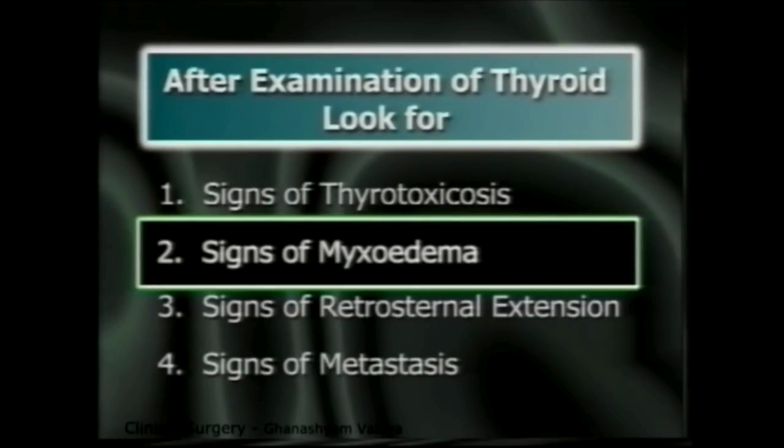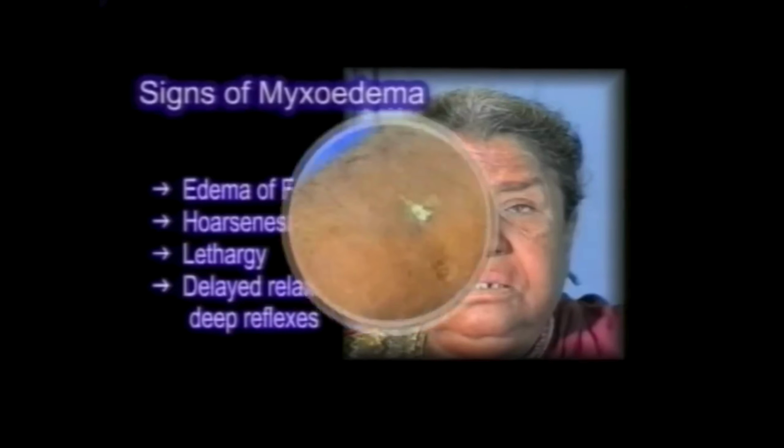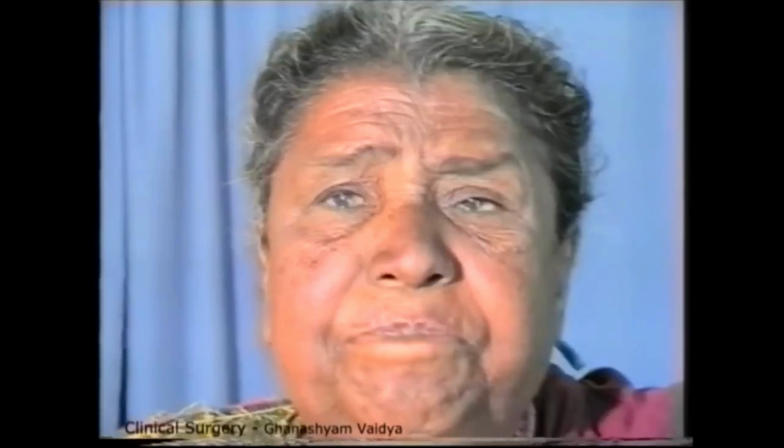Signs of myxedema. If there are no signs of thyrotoxicosis, look for signs of myxedema. Is the voice hoarse? Is there edema of the face and legs? Does the patient feel lethargic? And look for the diagnostic clinical sign, that is delayed relaxation of the deep reflexes. Test the ankle jerk and the knee jerk. Note the typical myxedema faces with edema and dry, coarse skin, and listen to the characteristic slow, hoarse voice.